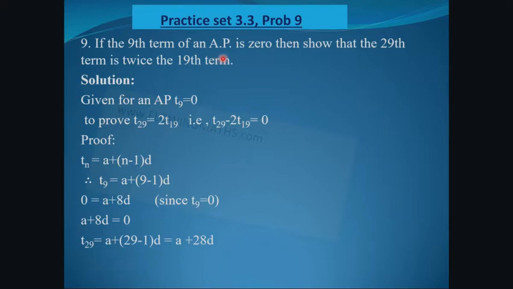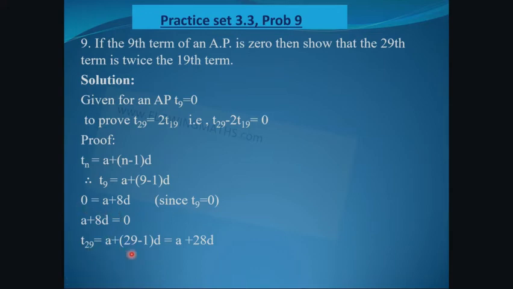Problem 9. If the ninth term of an AP is 0, then show that the 29th term is twice the 19th term. Given T9 is 0, we have to prove T29 is 2 times T19. That is T29 minus 2 into T19 is 0. Proof. Now Tn is a plus n minus 1 d. So T9, which is the value of 0, is a plus 9 minus 1 d. So 0 is a plus 8d, because the value of T9 is given.